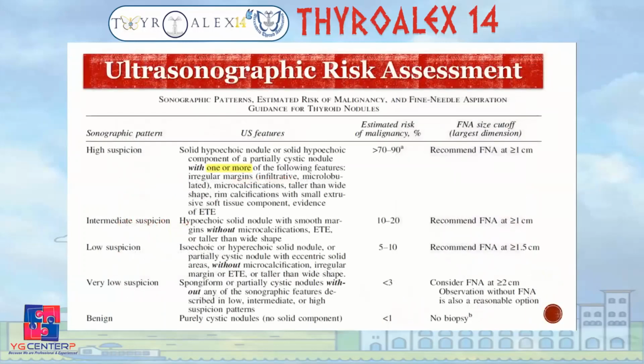The American Thyroid Association categorized the characteristics into five categories: benign, very low suspicion, low suspicion, intermediate suspicion, and high suspicion. Each of them harbors a risk of malignancy ranging from less than 1% in the cystic nodules to 70 to 90% in the high suspicion category, when we see solid hypoechoic nodules with one or more of the characteristics we mentioned in the previous slides. In general, every hypoechoic nodule needs FNA if it is more than 1 centimeter.